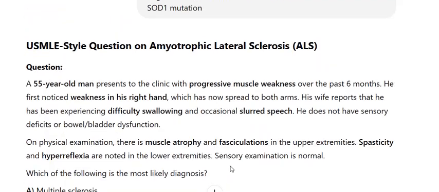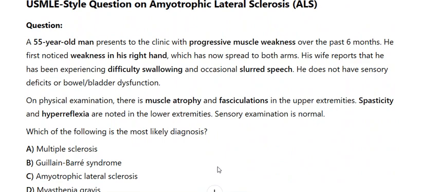Here is a USMLE-style question on amyotrophic lateral sclerosis. Question: A 55-year-old man presents to the clinic with progressive muscle weakness over the past 6 months. He first noticed weakness in his right hand, which has now spread to both arms. His wife reports that he has been experiencing difficulty swallowing and occasional slurred speech.